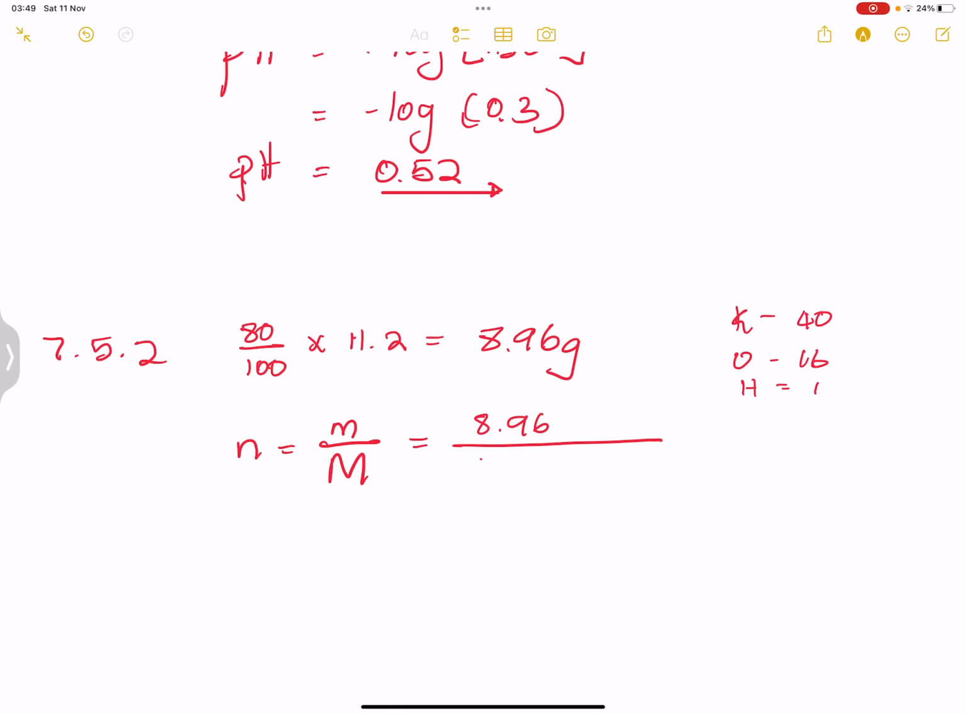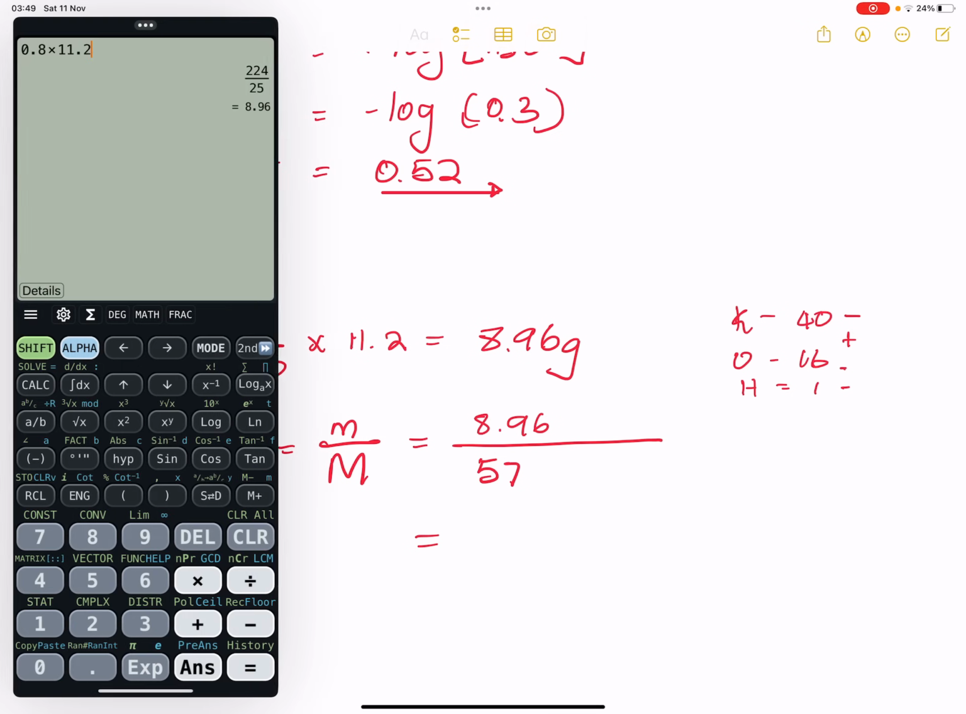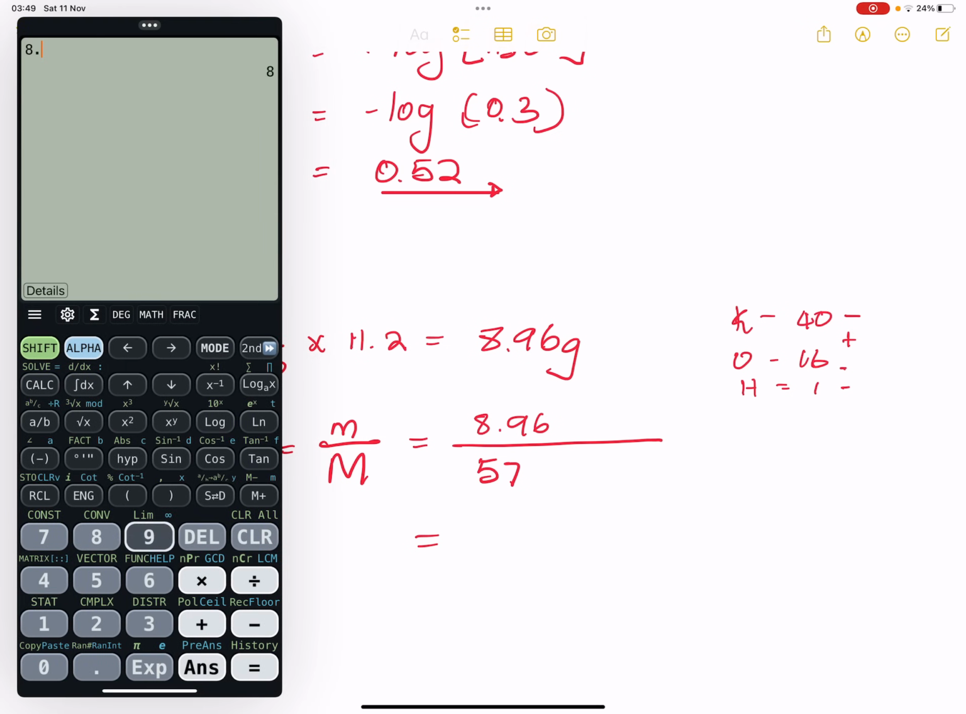We're going to get 57. That's our molar mass. Remember, we added 40 plus oxygen plus hydrogen, and that gives us 57 there. So we are going to say 8.96 divided by 57, and we get 0.16. Let's round it off to 0.16 moles.